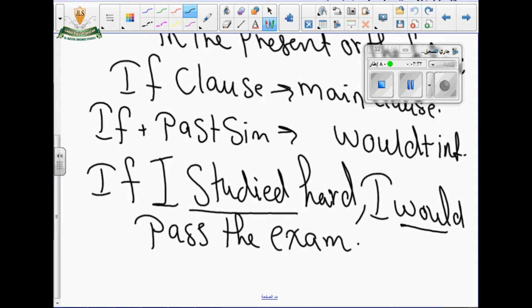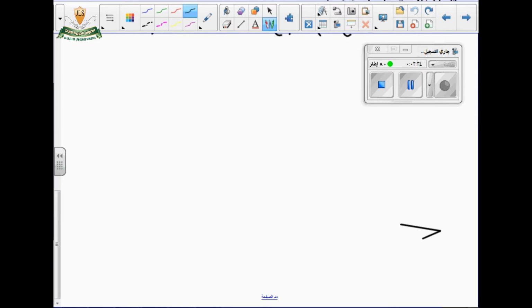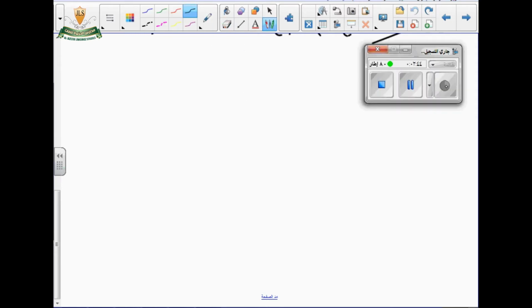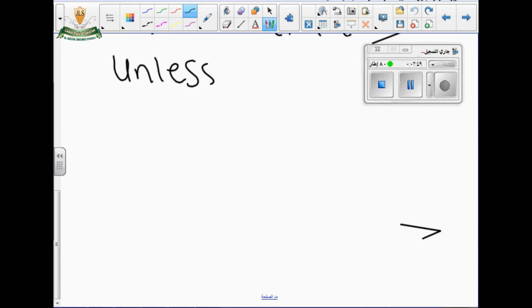Okay? Now, if I want to make it negative, I can use unless. Unless is equal to if not. Who can give me an example?